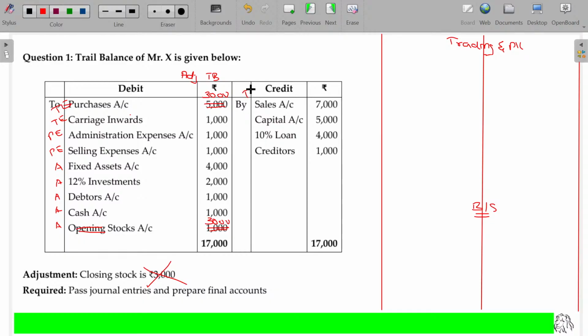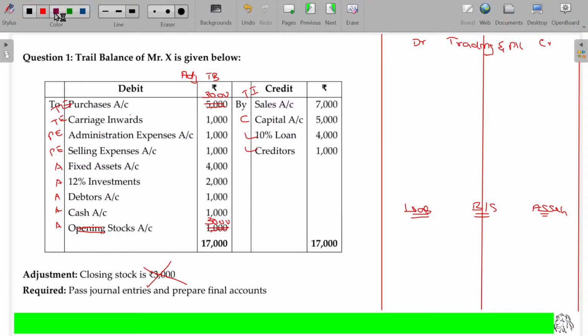Sales, trading income, capital, and rest of these two are the liabilities. In trading account, left hand side is debit and right hand side is credit, and in balance sheet, right hand side is asset and left hand side is liabilities. Liability consisted of two items, liabilities and capital.